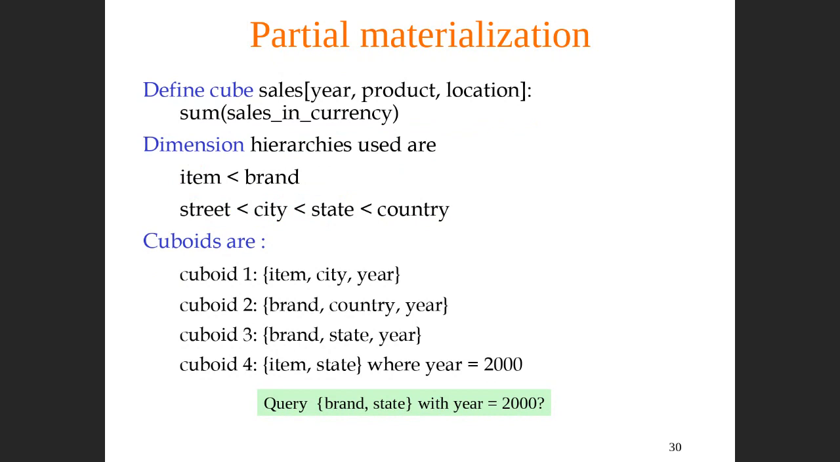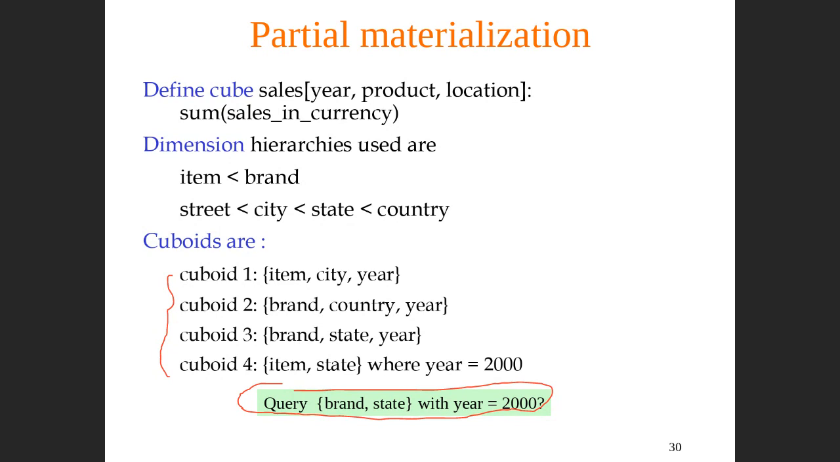Moreover, they also mention these are the cuboids. In other words, four cuboids are given to us. We need to find out which of these four cuboids requires the minimum cost or minimum computation. Now, what is our query? For the answer of this query, we need to find out which of these four cuboids, 1, 2, 3, 4, has the least cost in terms of calculation.